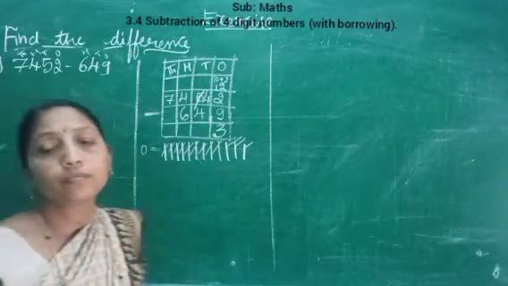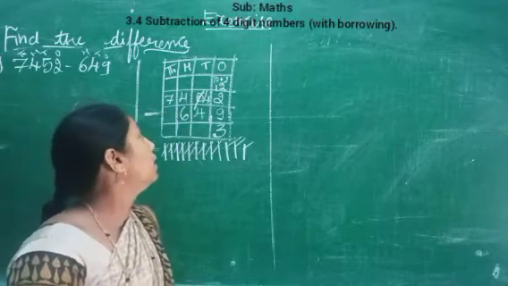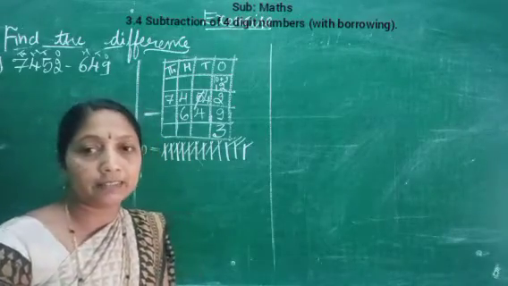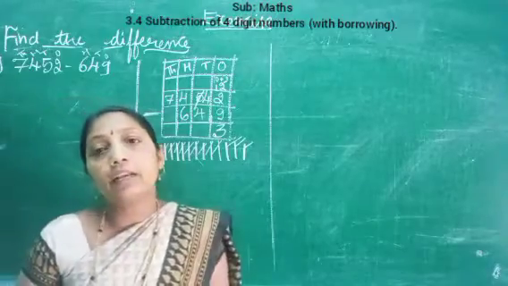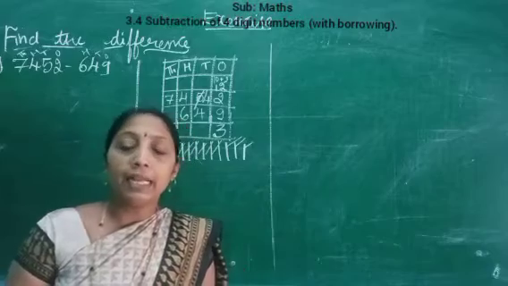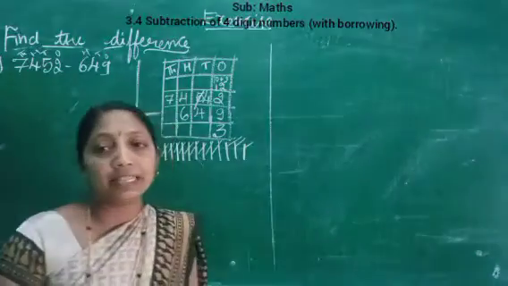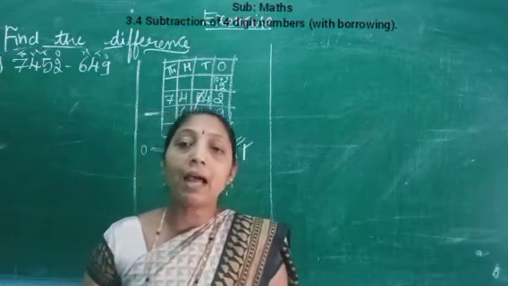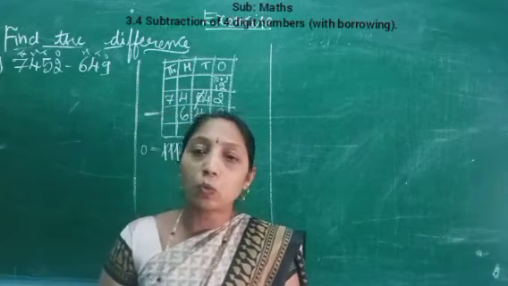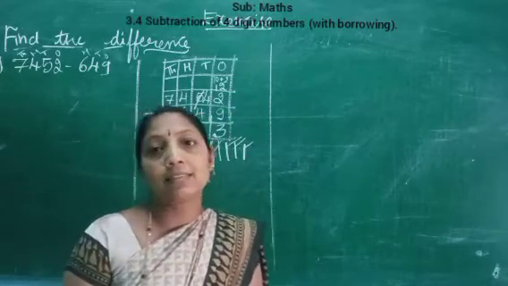We go to the tens column. Okay children, now the tens column. Number 4, 4 minus 4, easily it is subtracted. Already we know from the previous class, if they have the same number, when subtracted it comes 0.